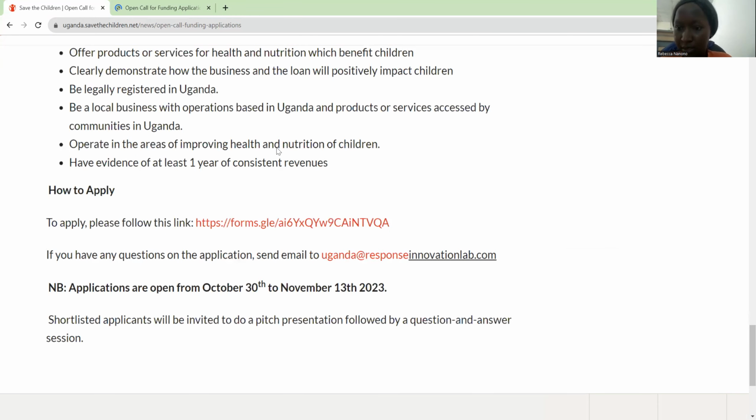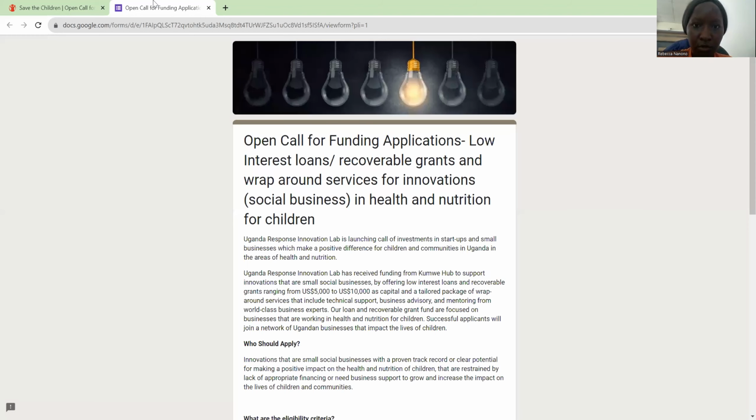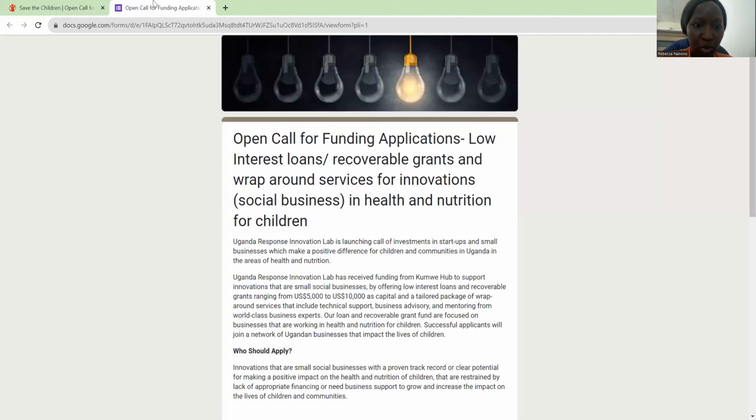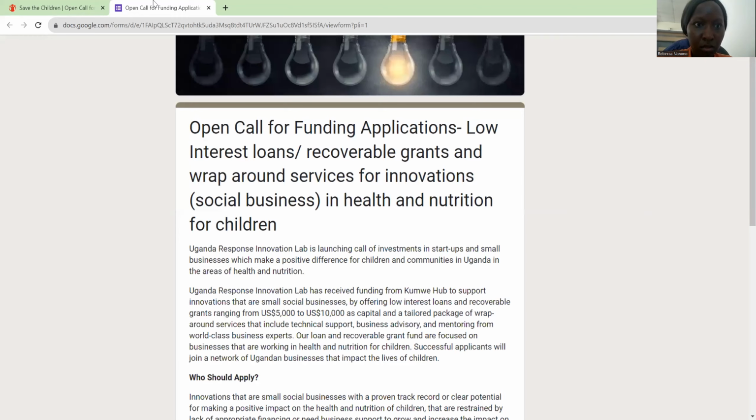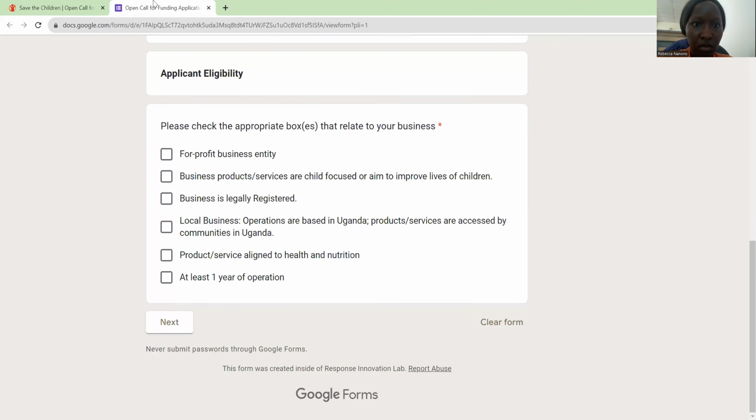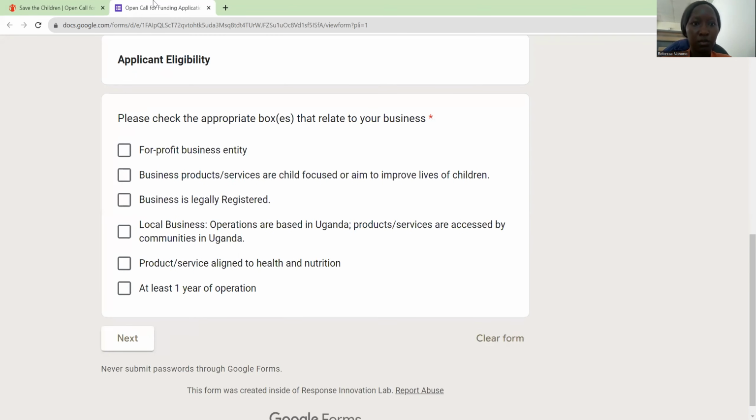The deadline is 13th November. That's about 6 days from now. So this is the call. This is the application link. So you check what kind of business you have. Of course, the opportunity is only for for-profit businesses. So you must be a for-profit business to apply. So you check for profits.